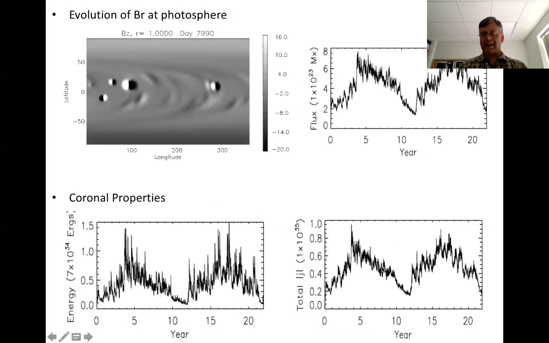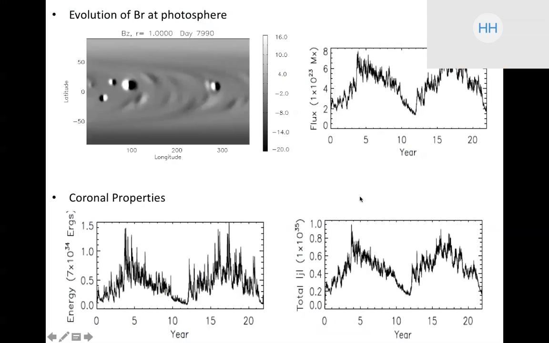The graph on the right-hand side represents the total volume integrated electric current, and an important result here is that while of course at cycle maximum we have much stronger electric current existing within the corona, even at cycle minimum the current is not zero, so we're never returning back to a potential field with these simulations.